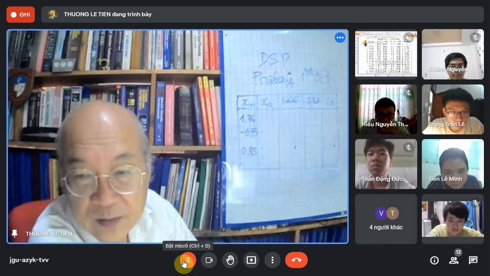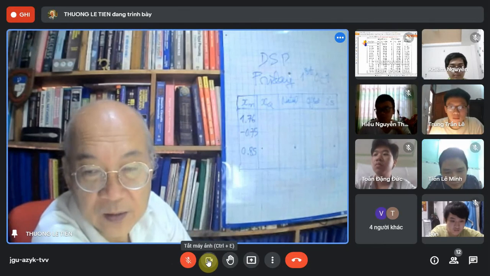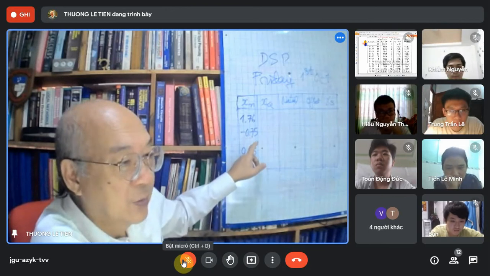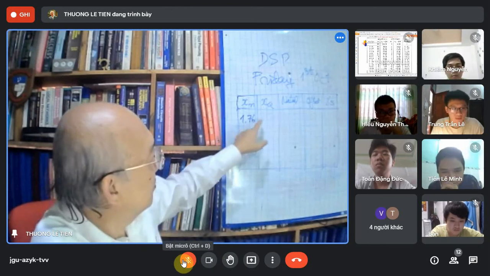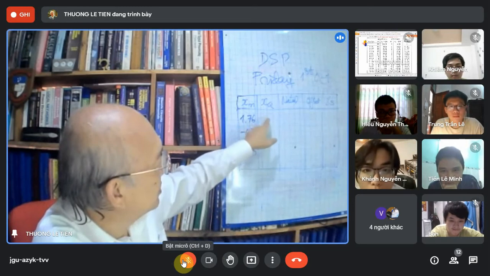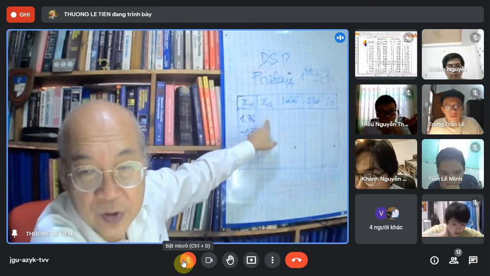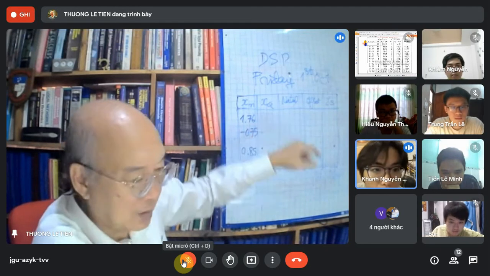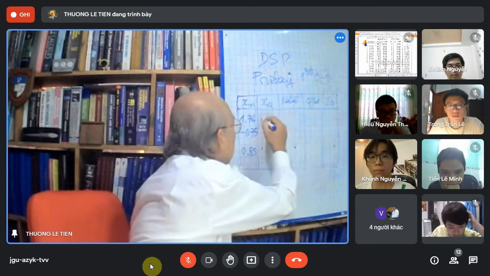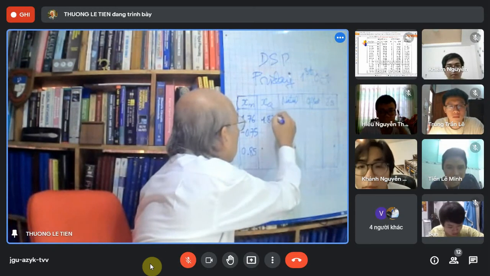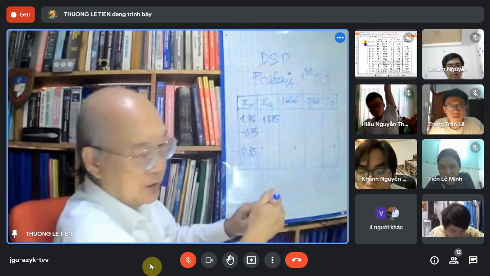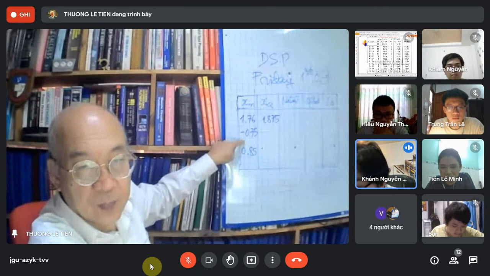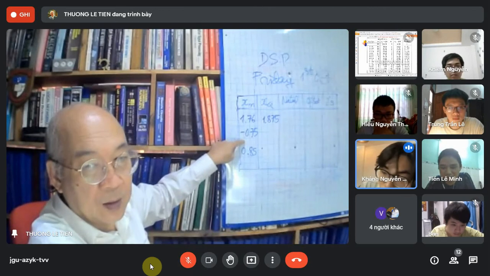Trà Quốc Khang. Are you there, Khang? No. Khánh, Nguyễn Ngọc Khánh. Yes, I'm here. 1.76. And then the SQ would be 1.875. Yeah, 1.875. The next. What the next? Minus 0.75 is minus 1.25.